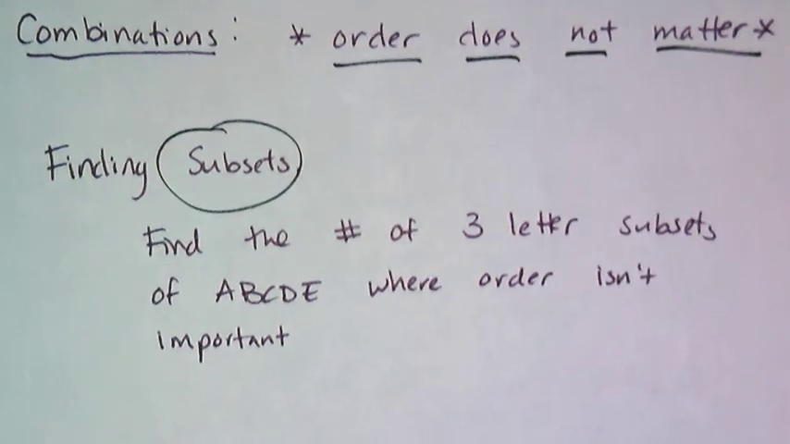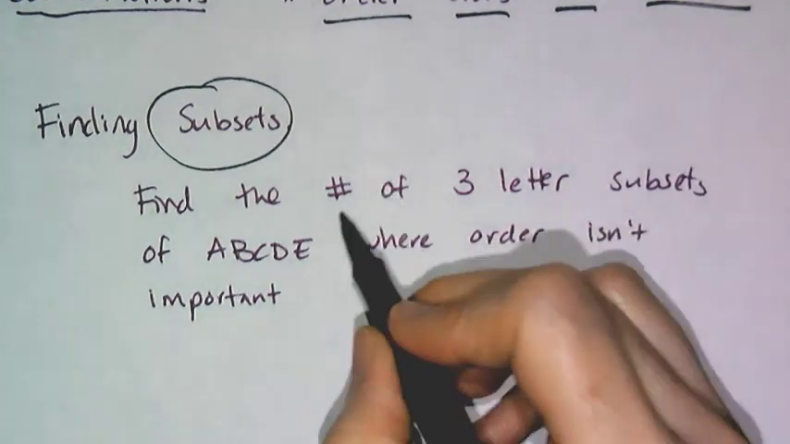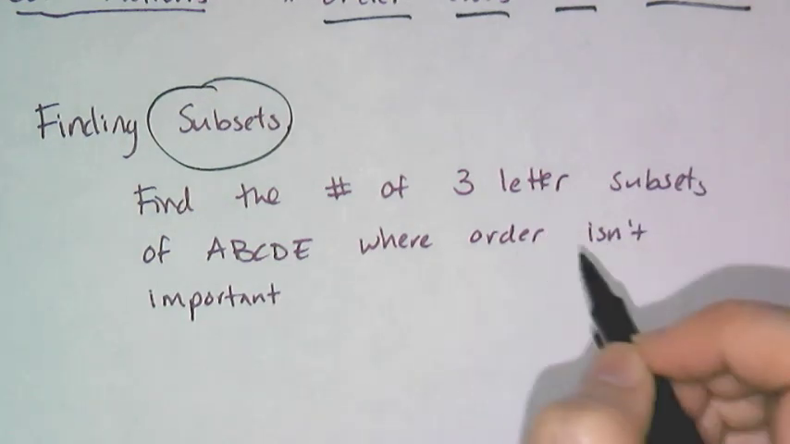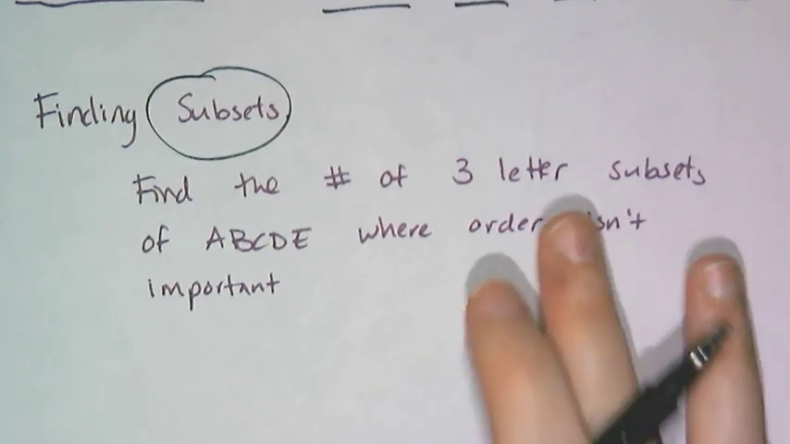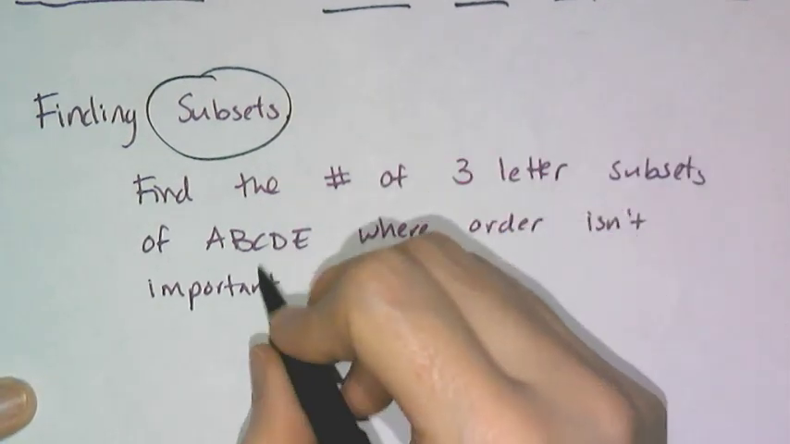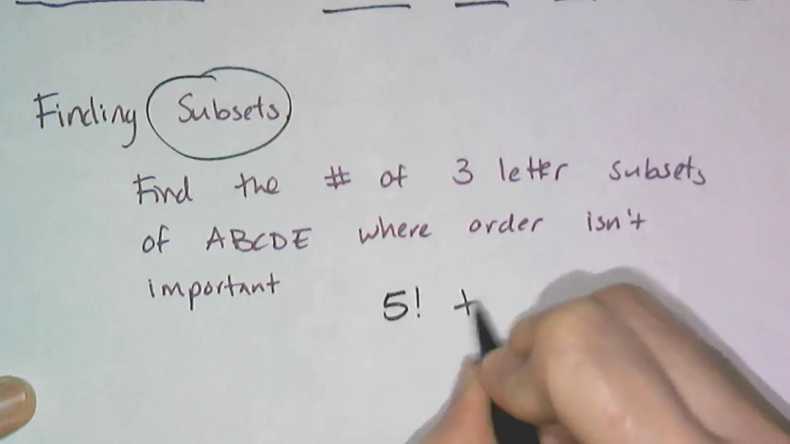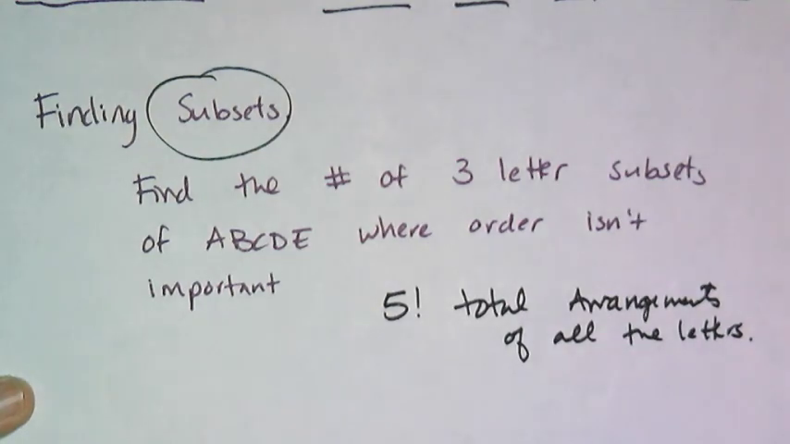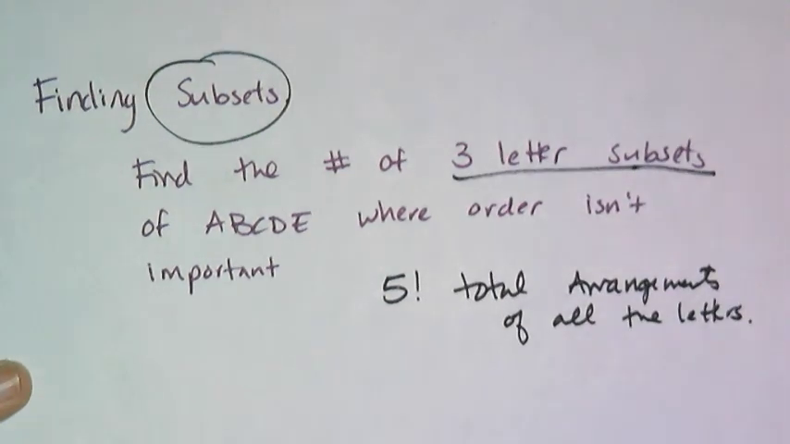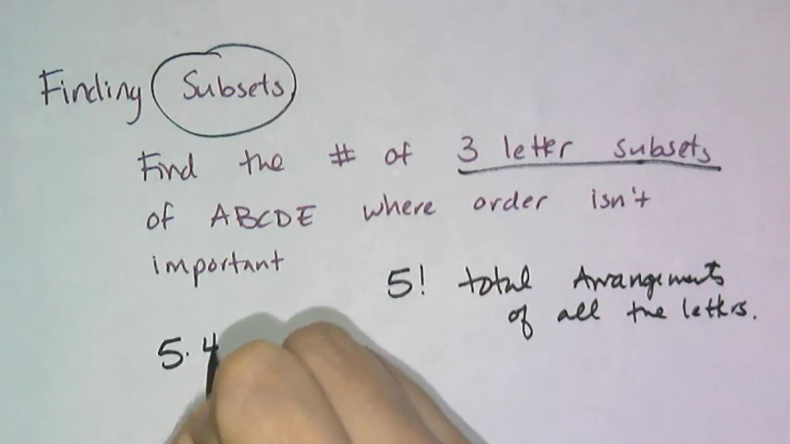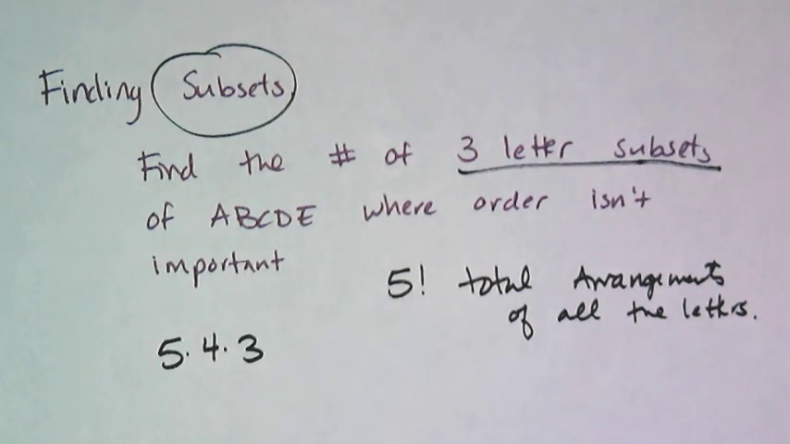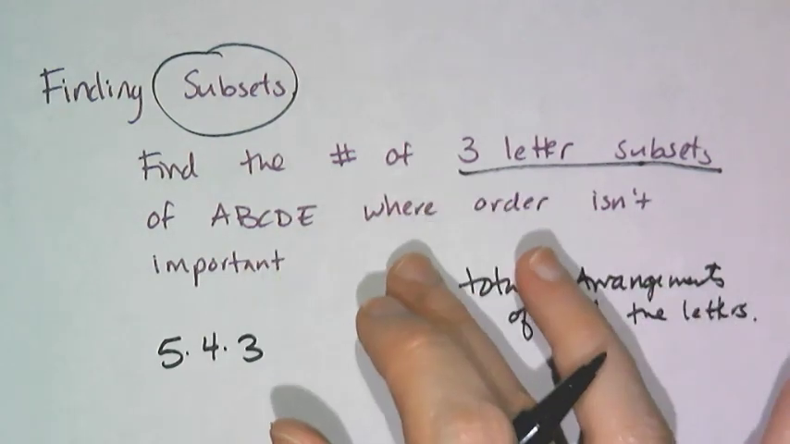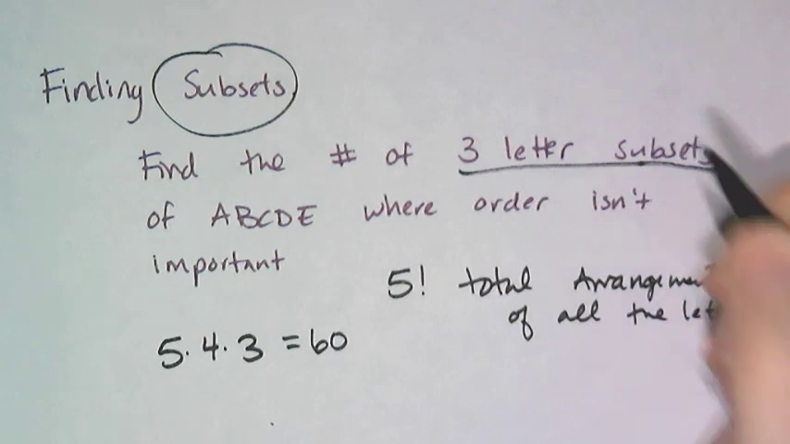So if I just think about this case here, I want to find the number of 3-letter subsets of A, B, C, D, E where order isn't important. And if I figure out how many arrangements of A, B, C, D, E there are, well, that's 5 factorial total arrangements of all the letters. But that's not what I was asked. I was asked for 3-letter subsets. So I have 5 times 4 times 3 ways to arrange any 3 letters of A, B, C, D, and E, which gives me 60 arrangements.